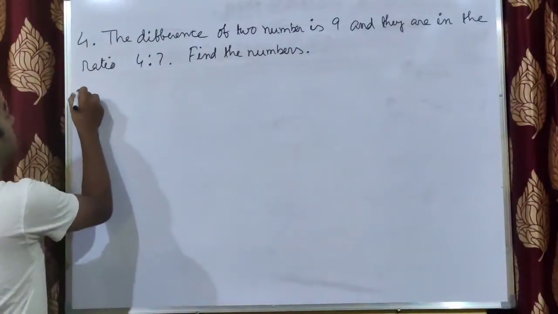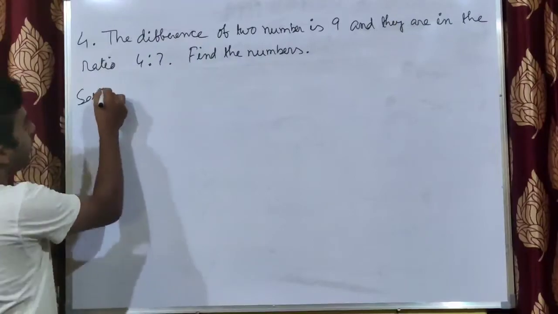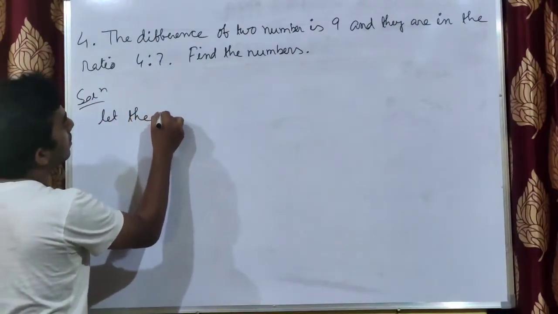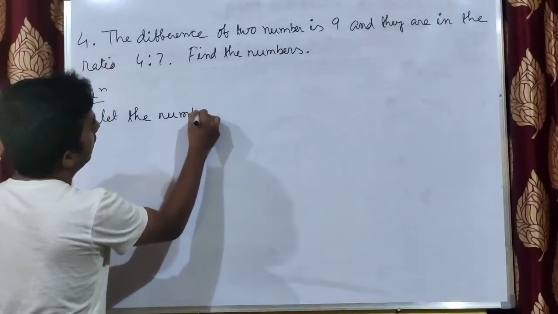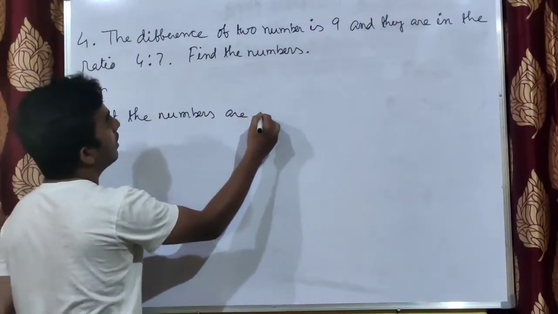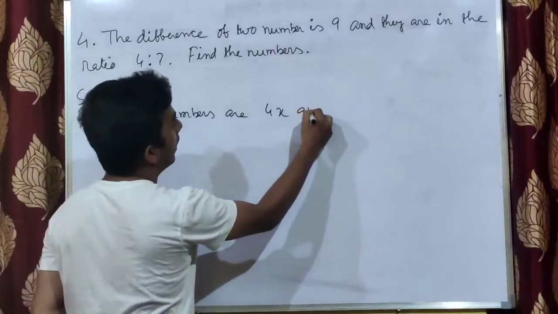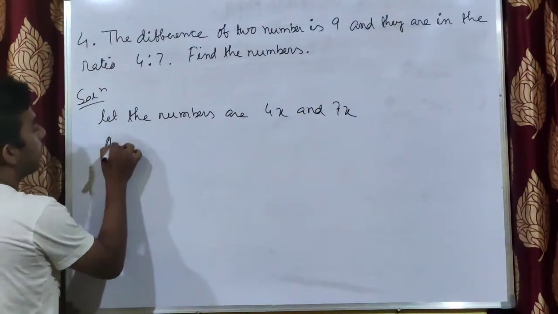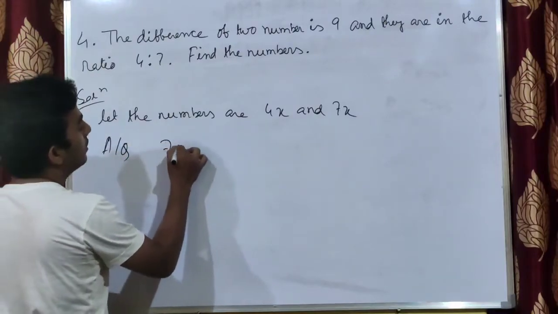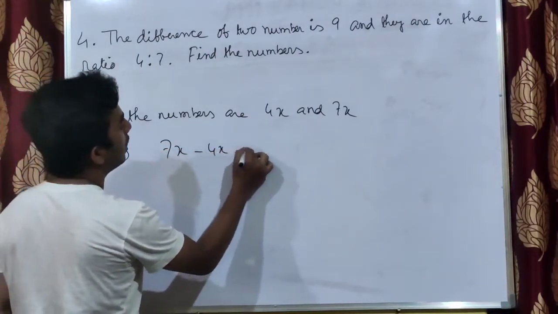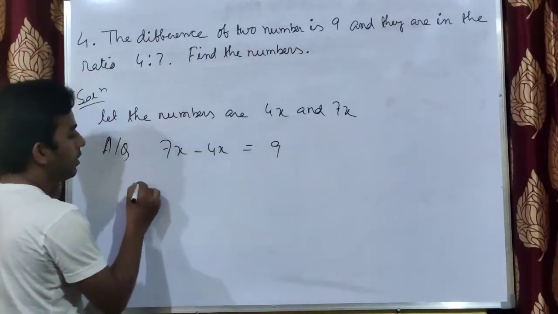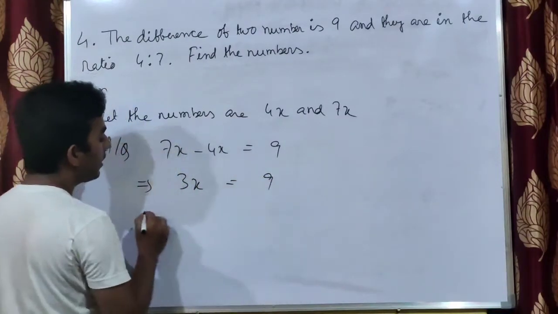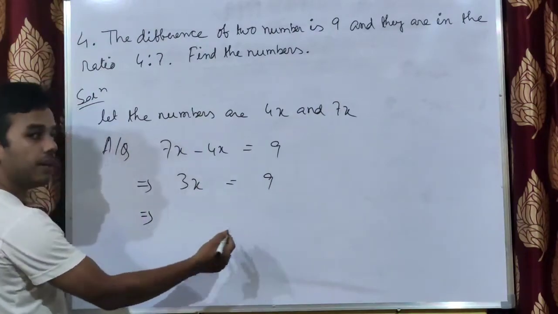So, solution. Let the numbers are 4x and 7x. Now according to the question, 7x minus 4x equals 9. So 7 minus 4 is what? 3x equals 9. So now if we change the side, it will be what?